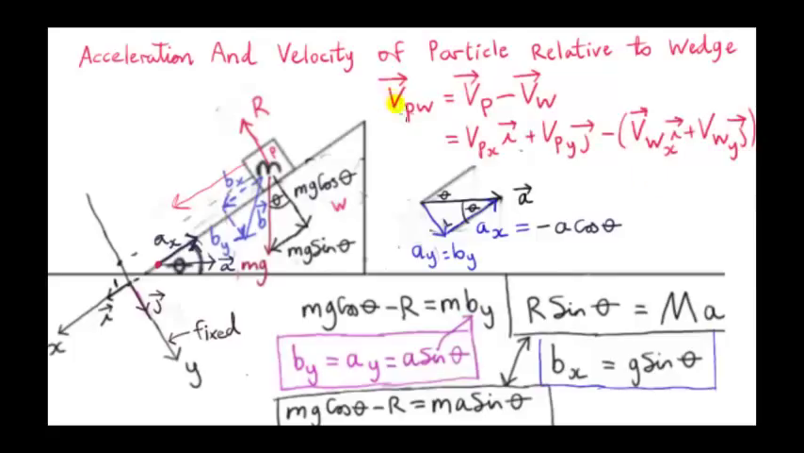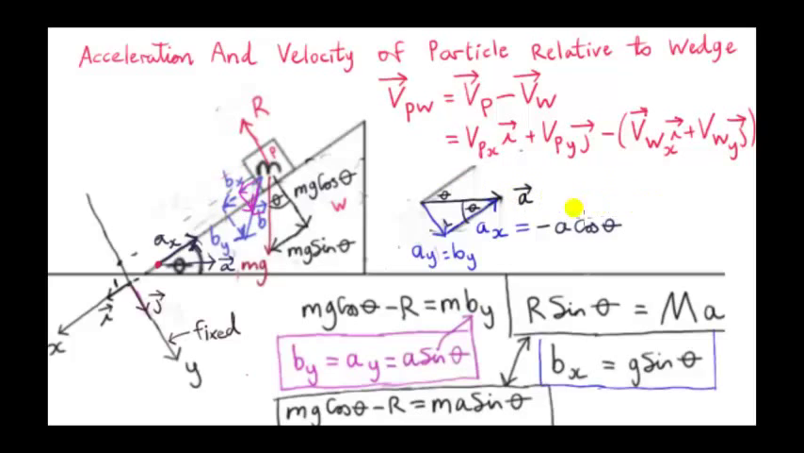Now let's consider the velocity of the particle relative to the wedge. Well, we apply our relative velocity formula, and I've written Vp in terms of its i and j components. So Vpx is the x component of the particle's velocity, Vpy is the y component of the particle's velocity. Similarly for the wedge. Now the particle starts at rest, so the direction of its velocity will be the same as the direction of its acceleration. So let's say this is the velocity vector for the particle, v sub p. Here's its x component and here's its y component.